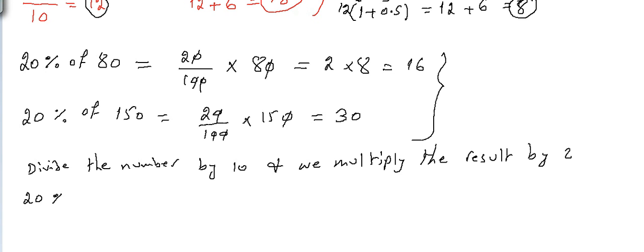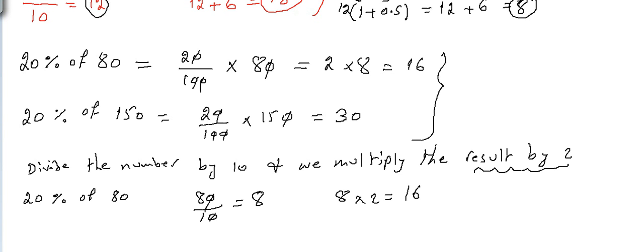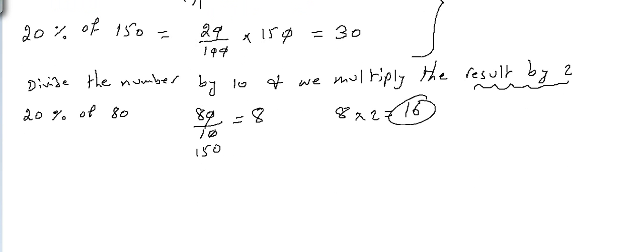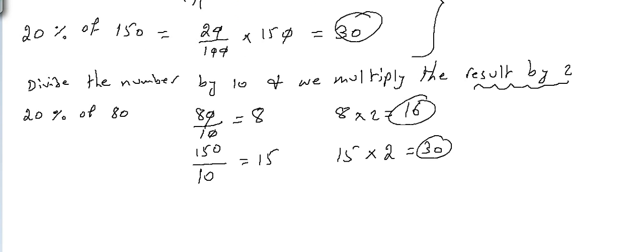Again, what is 20% of 80? We start with 80, we divide it by 10, and we end up with 8. And we said we should multiply the result by 2. What is 8 times 2? It's 16. So it's correct. Let's try the second one. We had 150. First we divide 150 by 10 and end up with 15. Directly we multiply 15 by 2, and we get the answer, which is 30. So 15% and 20%, we can do them that fast.